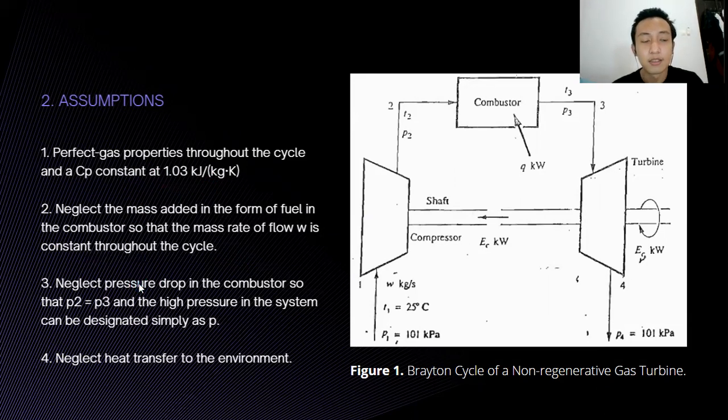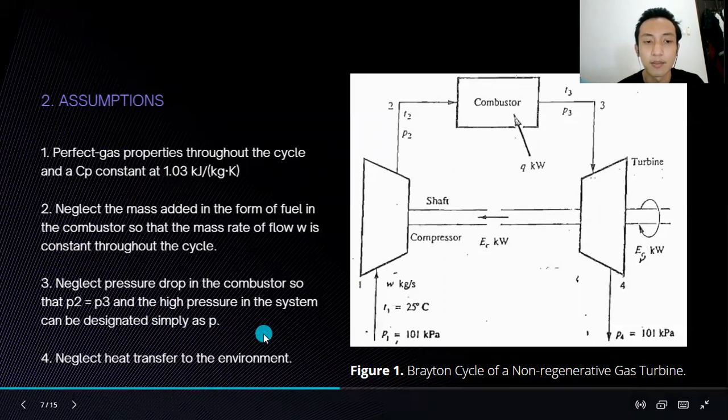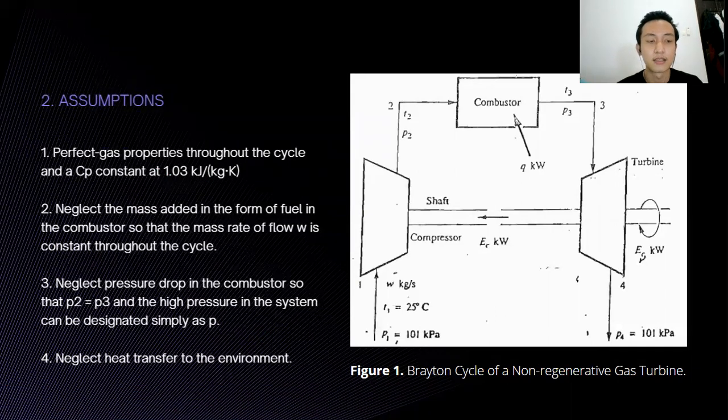And the third assumption is to neglect the pressure drop in the combustion, so that the pressure at point 2 equals the pressure at point 3. And then the high pressure in the system can be designated simply as P. Okay, the last assumption is to neglect heat transfer to the environment. So to simplify it, we use these 4 assumptions to make it easier to solve.